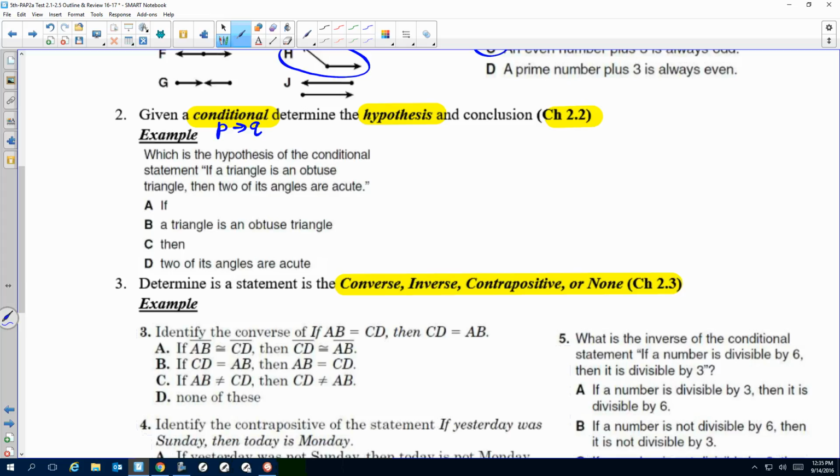The hypothesis, that is the P. That means it's everything after the word if. Your conclusion, I forgot to highlight that. Let me add that on there. The conclusion also you need to make sure you have. Your conclusion, that's the Q. And that's everything after then or the comma. If it's not there, it's implied. So, see if you can identify the hypothesis for the example. Read the test-like question. See if you can identify the hypothesis.